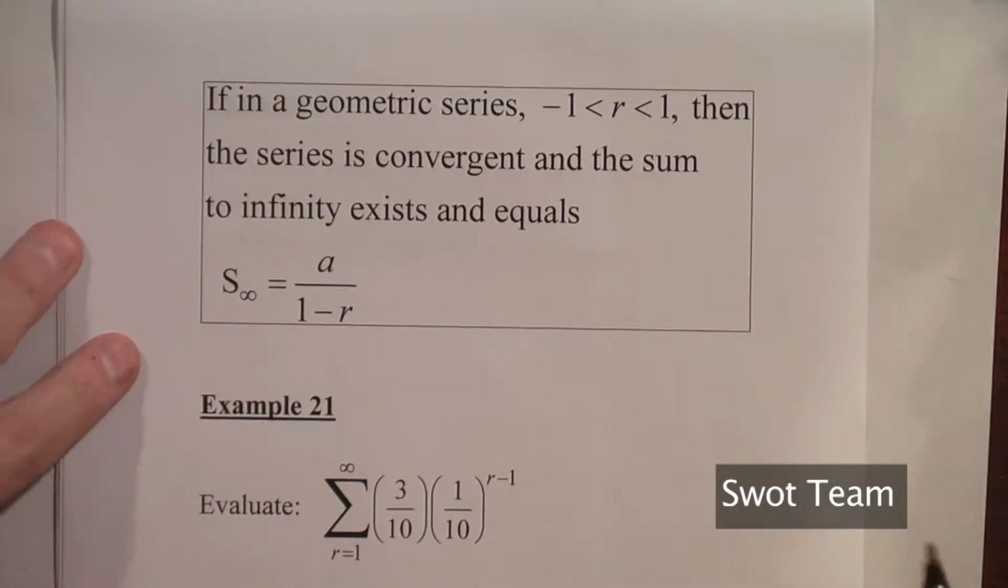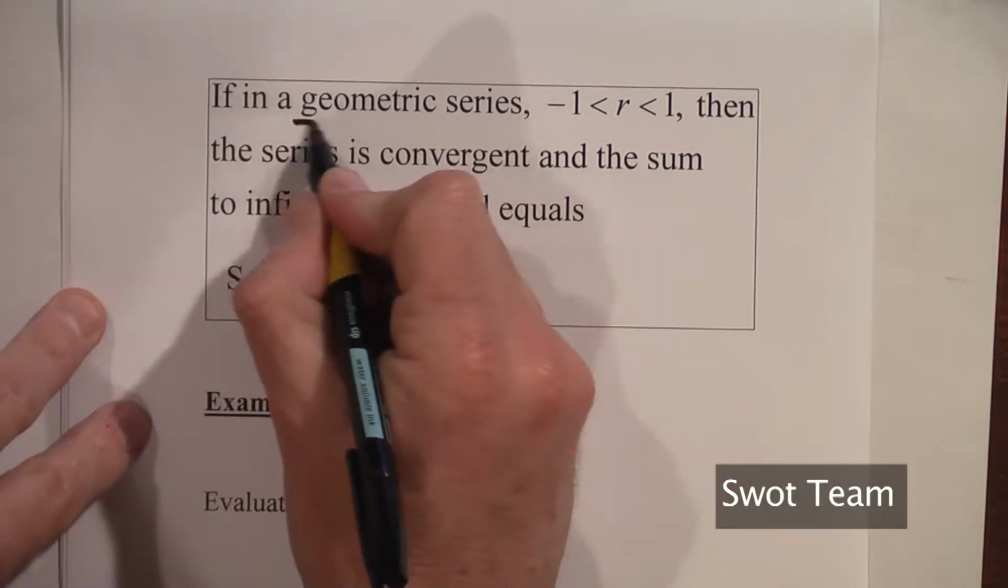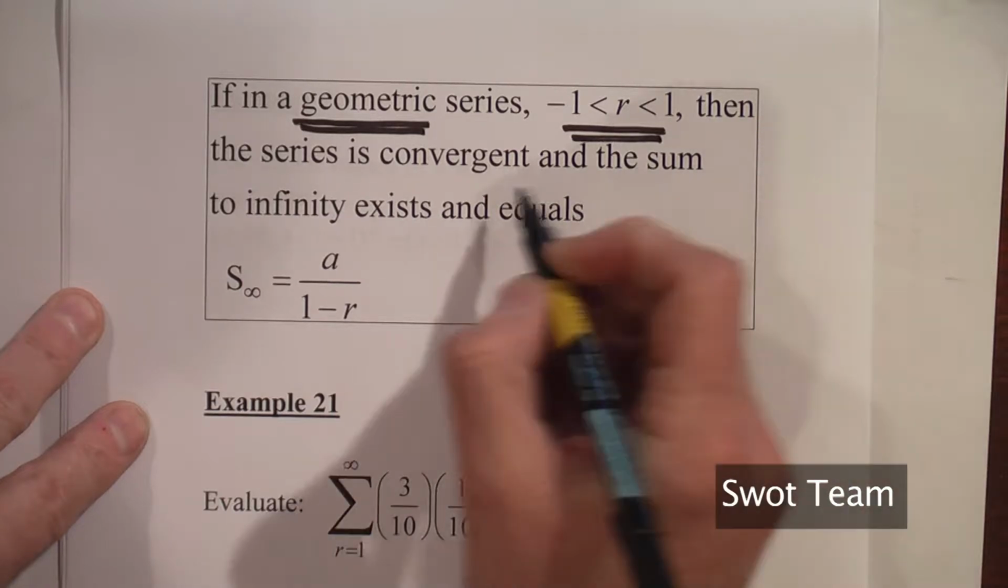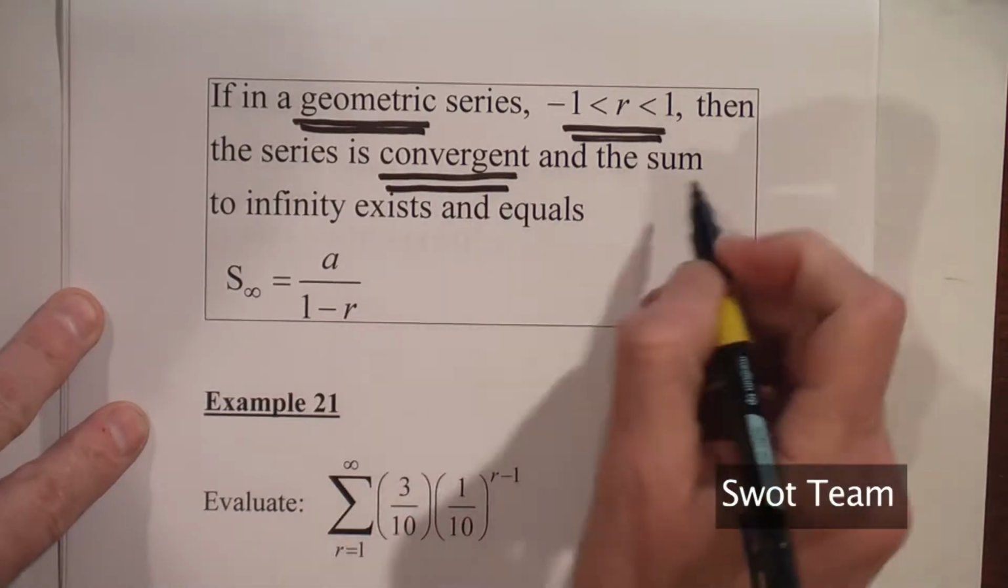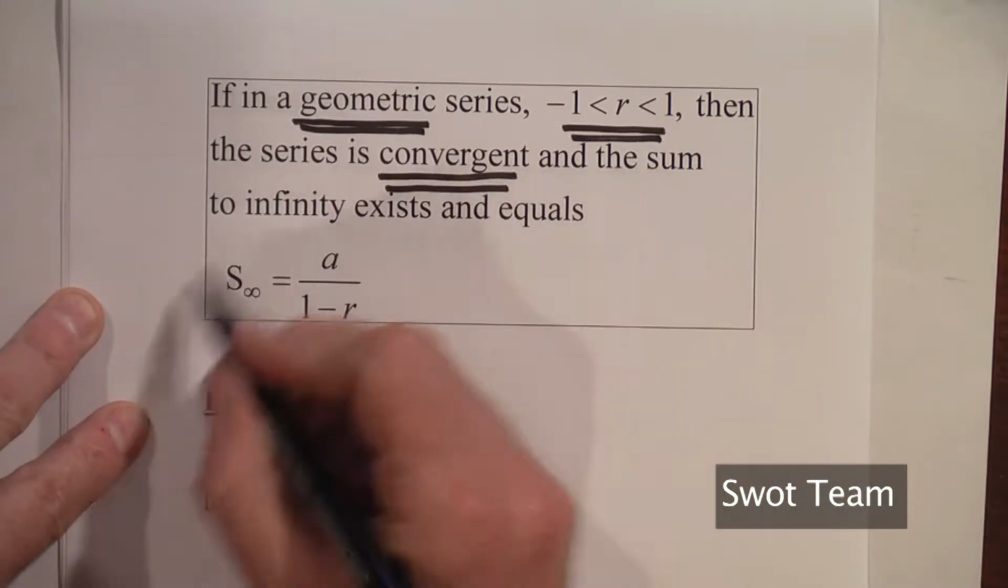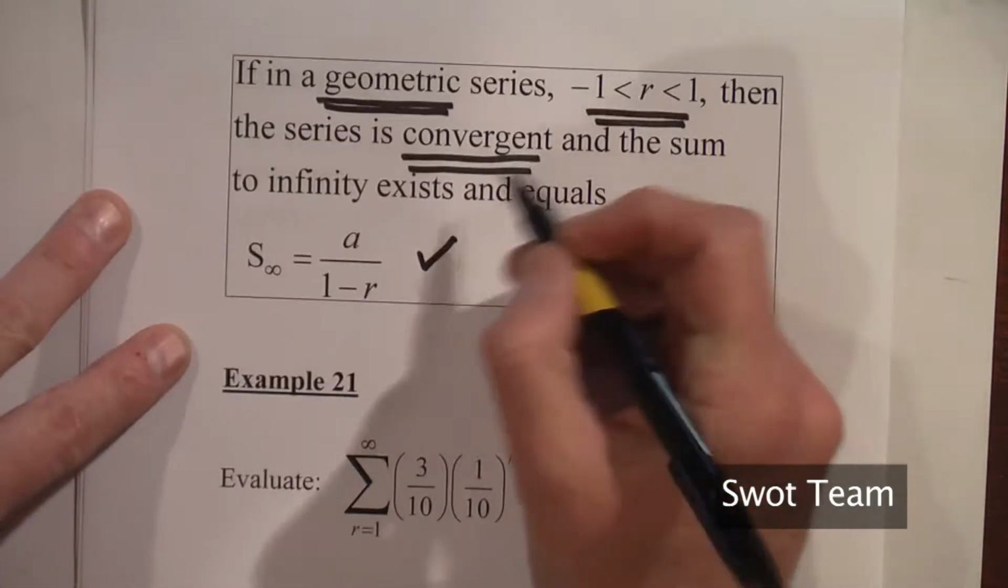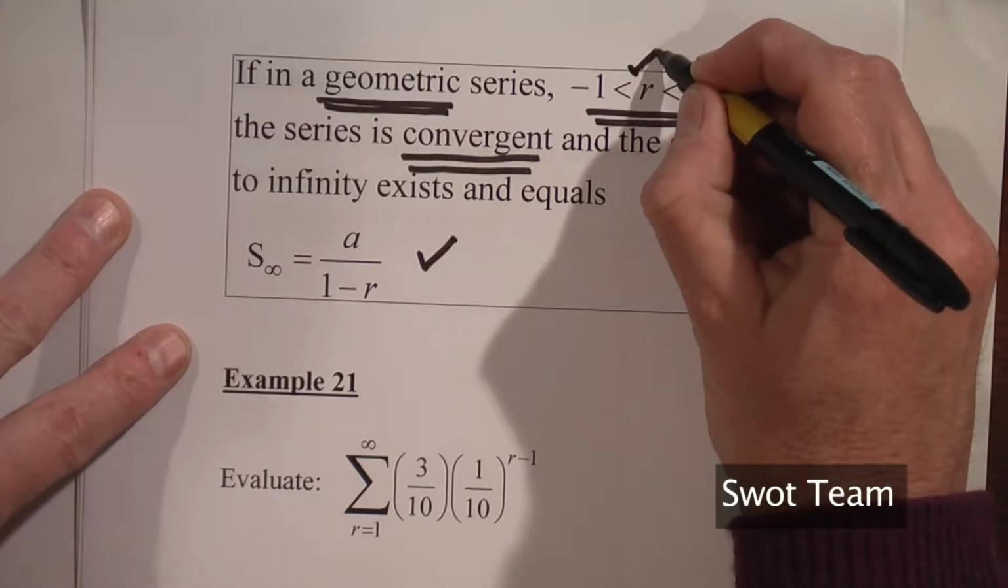So here's a summary. It's in the notes. If in a geometric series that holds true, then the series is convergent and the sum to infinity exists and equals this wonderful formula over there. Okay, but it's got to converge and that condition must be met. So how do we approach this from an example point of view?